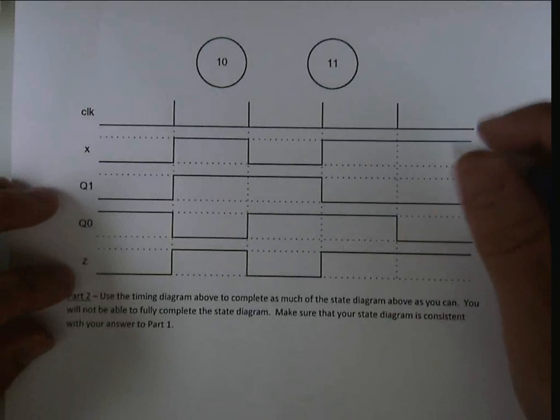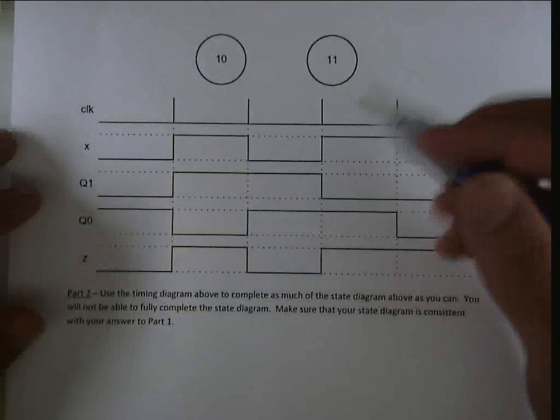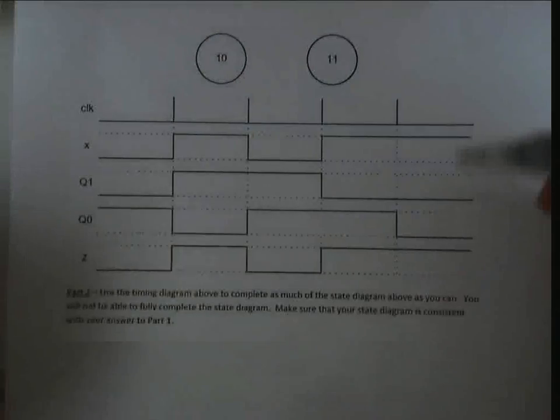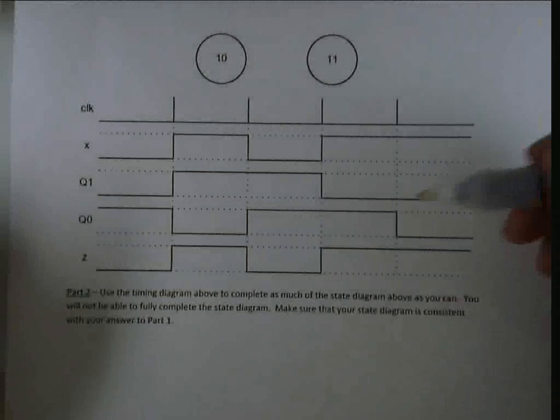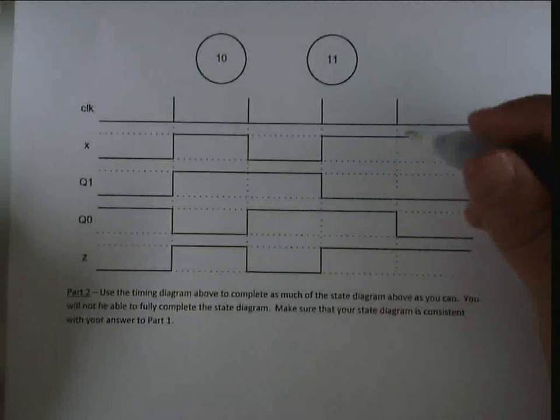then we know this is a Mealy machine. And so basically we'll go clock edge by clock edge, and check at each stage whether or not we have two states that are the same, and if Z depends on both the state and X.